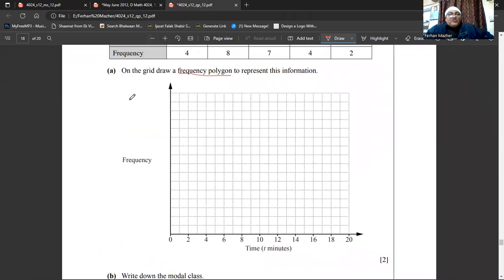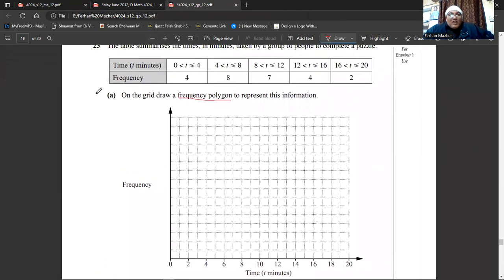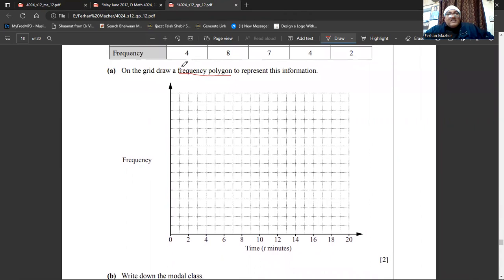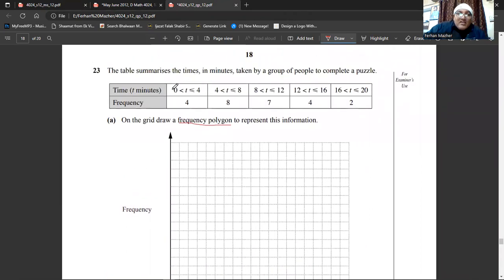Whenever you want to draw the frequency polygon, you always need to find out the mid values. So for this class, what is the mid value? How do you find that? You add these two values, and whatever is the sum, you divide it by 2. For example, 8 plus 12 is 20, 20 divided by 2 is 10. 12 plus 16 is 28, 28 divided by 2 is 14. 16 plus 20 is 36, 36 divided by 2 is 18. So find the mid values.